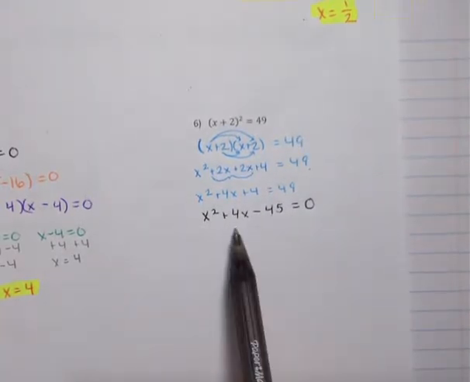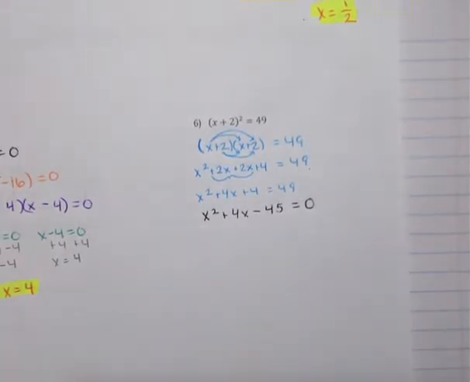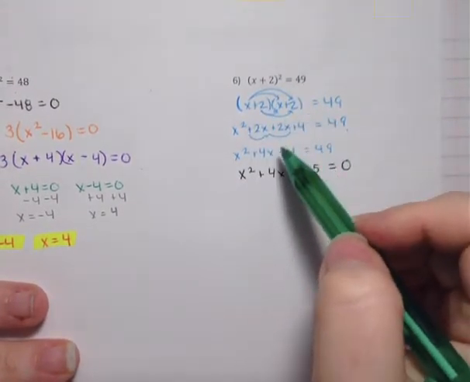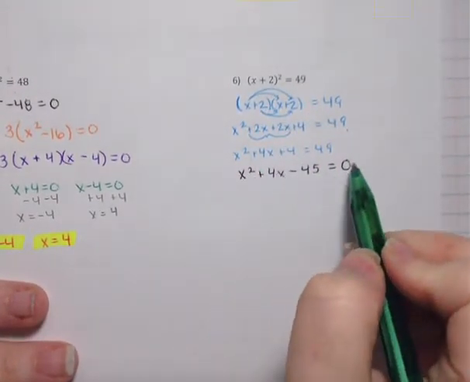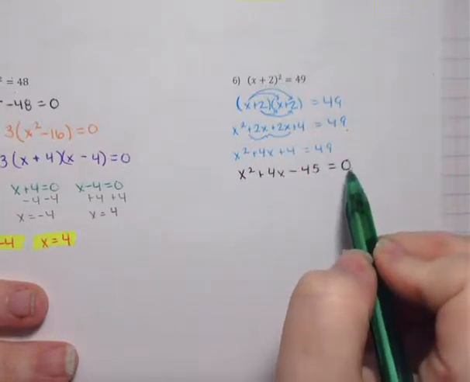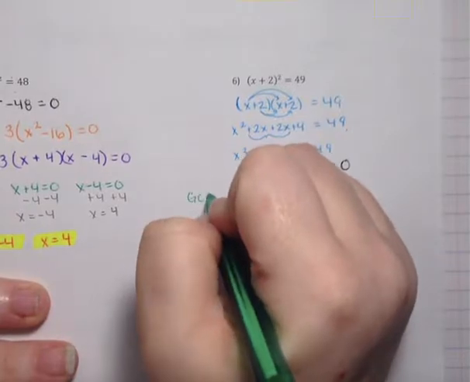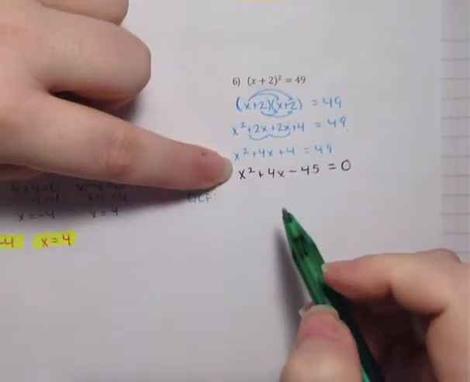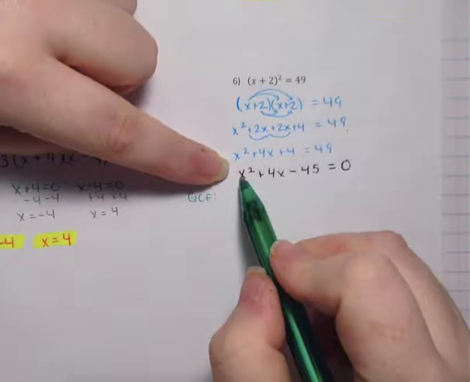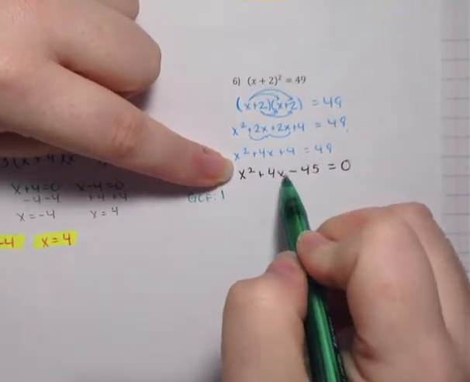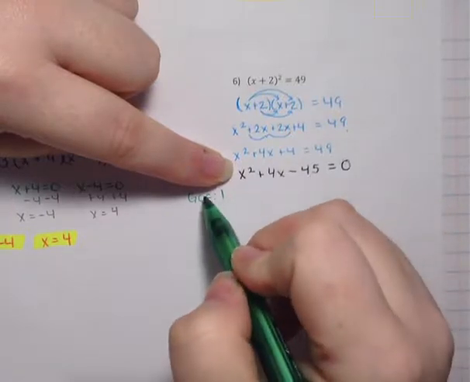Now that this is in standard form, we can factor it because it's equal to 0. So we're no longer looking at this original, we're no longer looking at the blue. This part right here is now our standard form. We need to factor this one. So GCF. In this quadratic, our smallest number is 1, so our GCF must be a 1. Each term does not have an x, so our GCF is just 1.